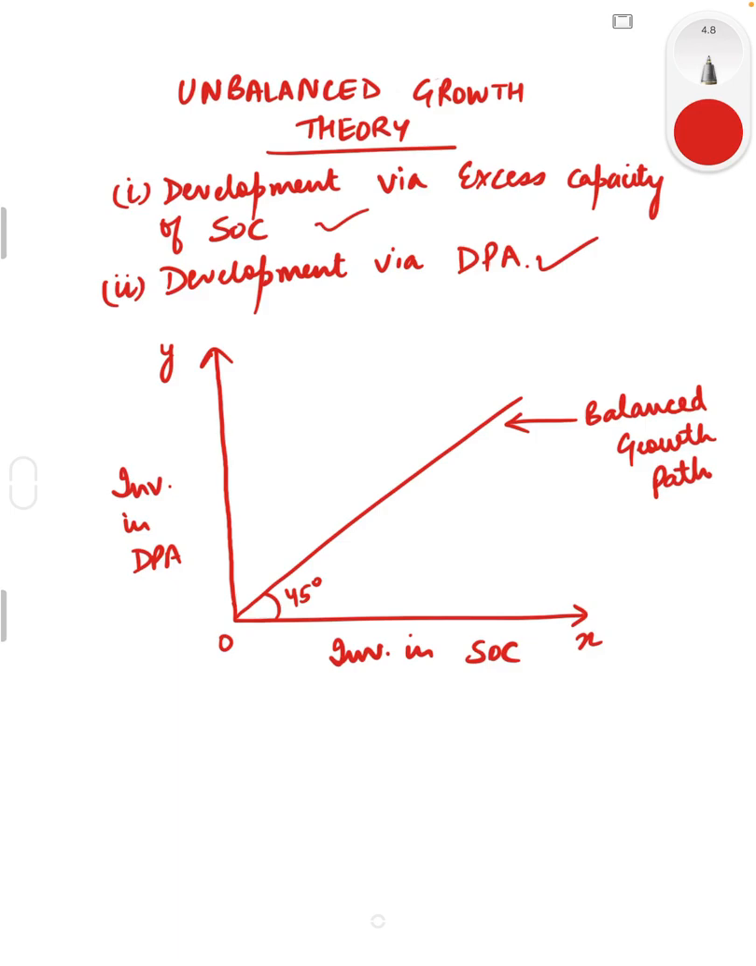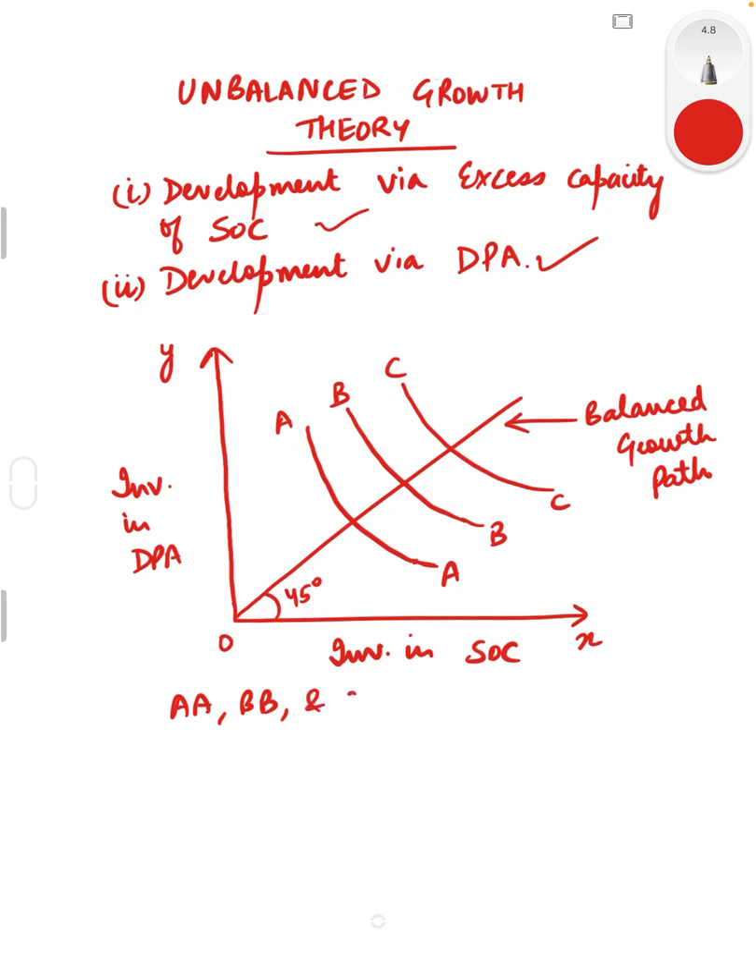Then after that you will be drawing three curves which will be parallel to each other. Three curves like this, 1, 2, slightly curved lines, and 3, and we will call them AA, BB and CC. Now what are these three? AA, BB and CC, they are called isoproduct curves, or equiproduct curves, right?